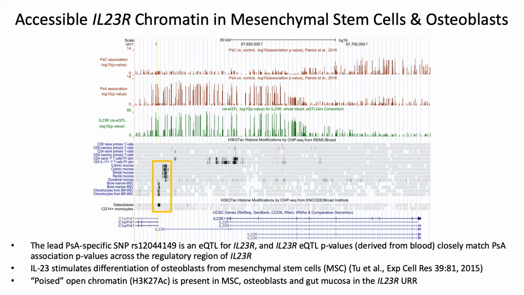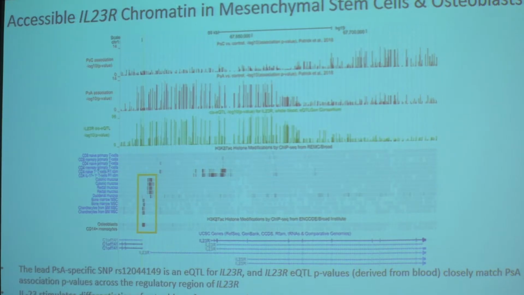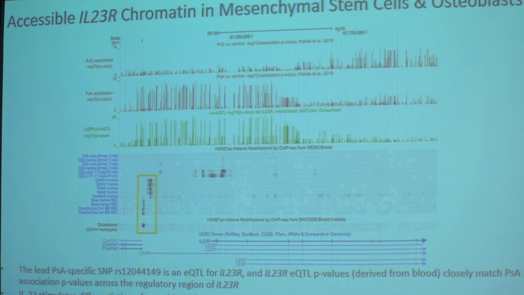I'm very excited about this data. The cutaneous psoriasis association is on the top line. Then the arthritis association is on the next line down. So you can see it's more 5' on the gene. And what I'm really excited about is that the cis-eQTLs from the eQTLGen database map exactly to, they look just like, the association p-values for psoriatic arthritis.